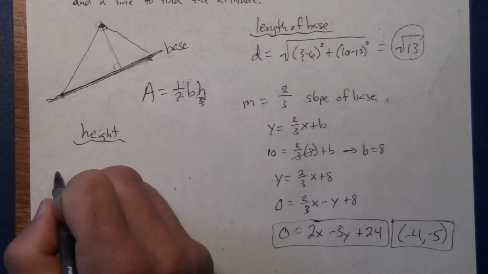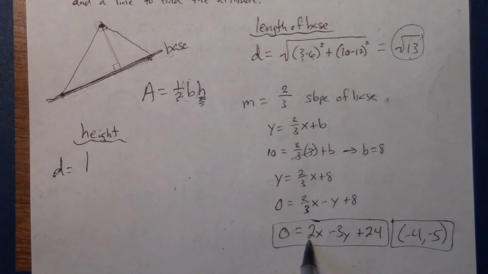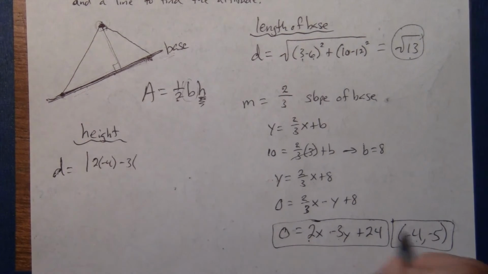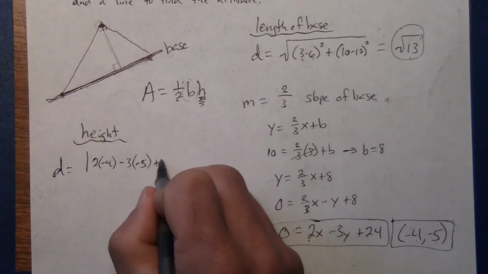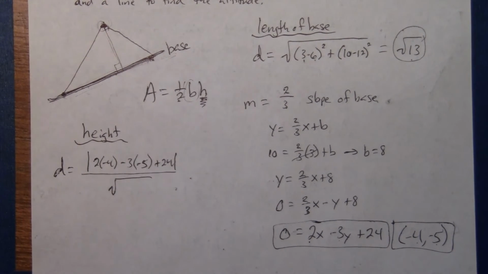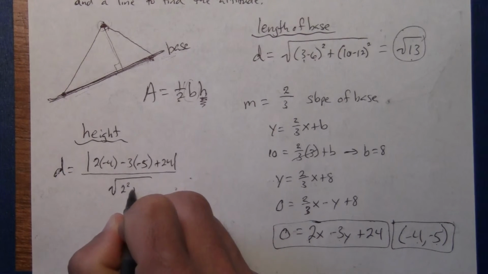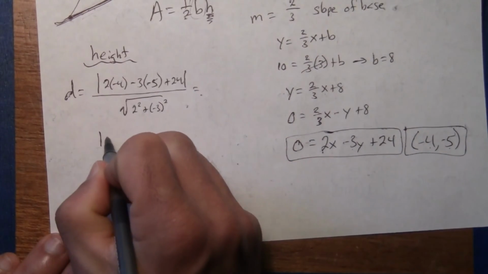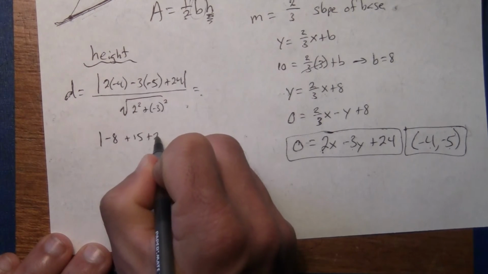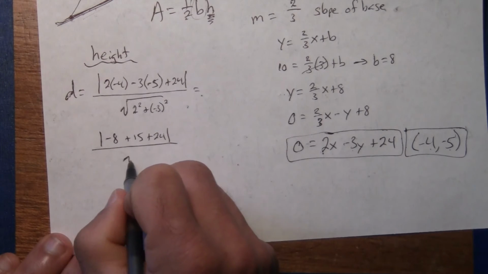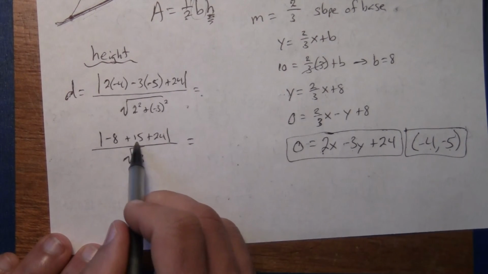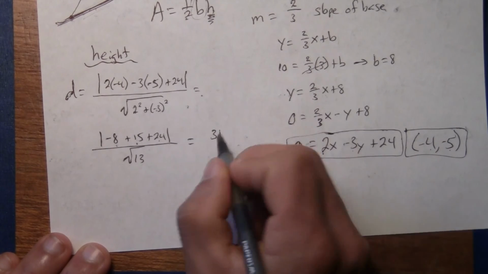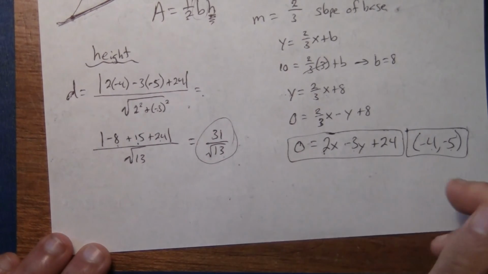Alright, it's going to be distance is equal to absolute value of a, which for this equation is 2, times x sub 1, which is negative 4, plus b, which is negative 3, times y sub 1, which is negative 5, plus c, which is 24. An absolute value of that, divided by the square root of a squared and b squared, so 2 squared and negative 3 squared. And simplifying my numerator, it's going to give me negative 8 plus 15 plus 24, divided by, this is going to be 4 and 9, so square root of 13. And if I add my numerators together, it looks like I've got 7 here plus 24, so I end up with 31, and then the absolute value of 31 is still 31. So there is my height.